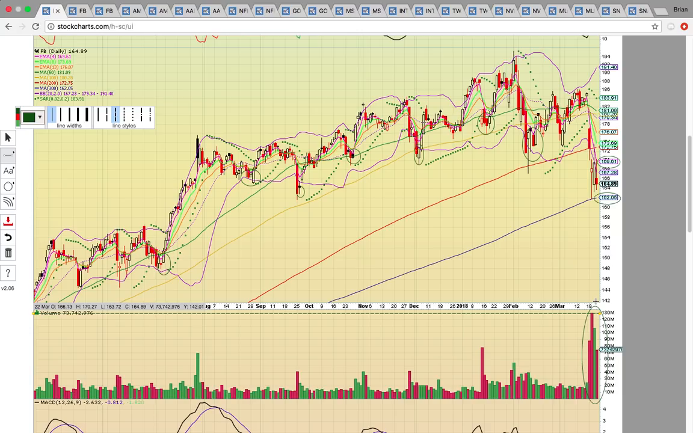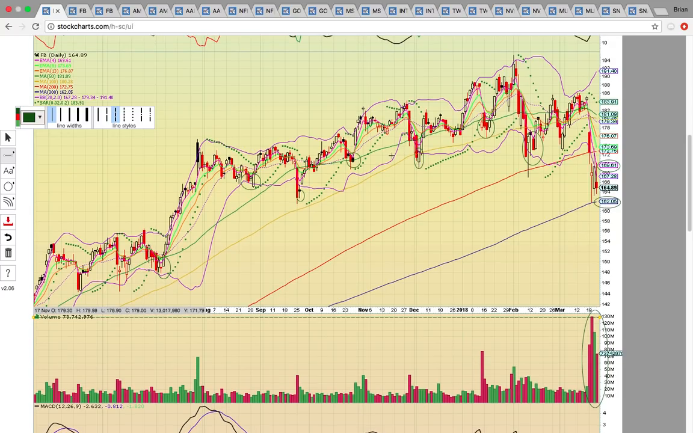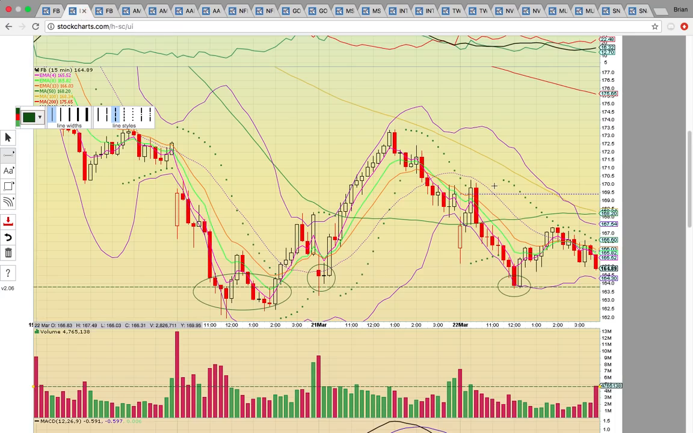The question is, where is the bottom? One level to keep an eye on is 162. If that level holds, there should be a technical bounce. If it drops below, that's going to signal more downside risk.